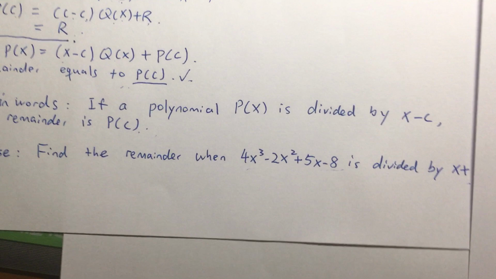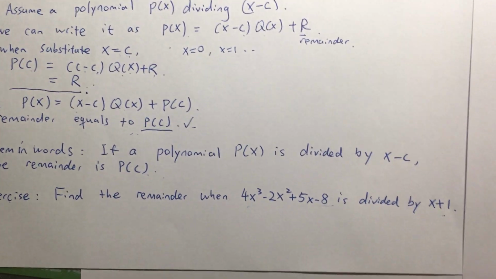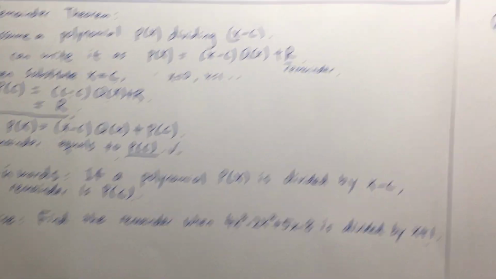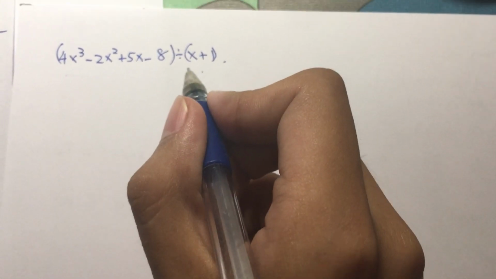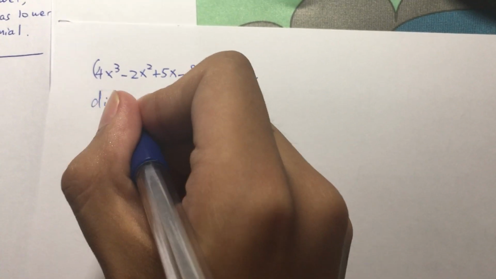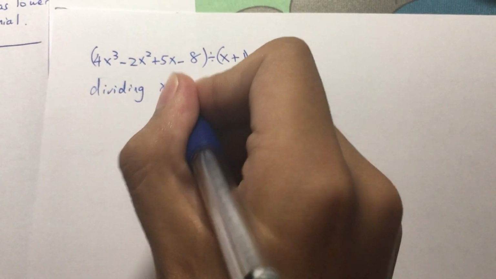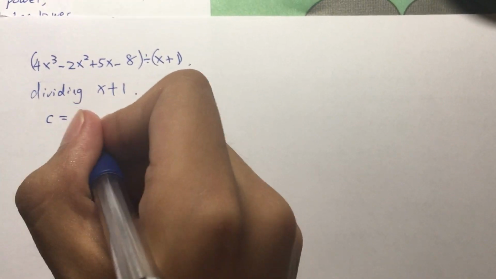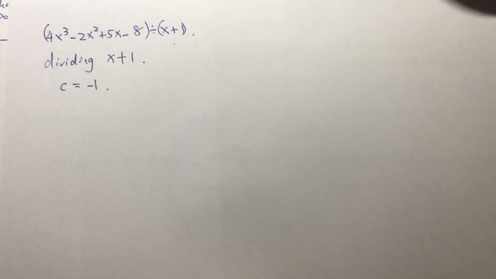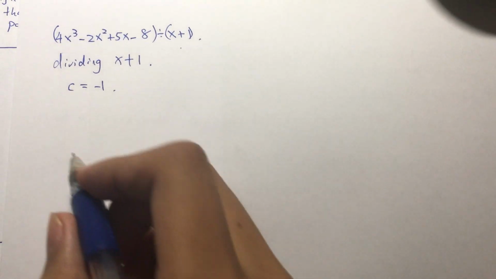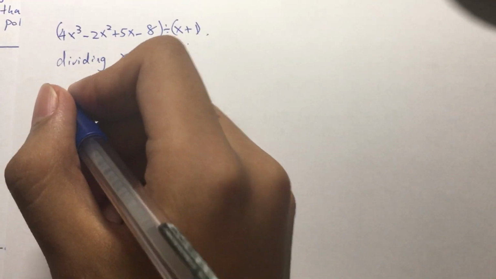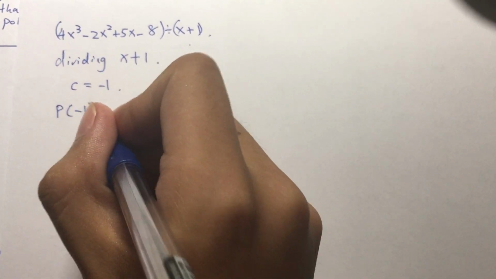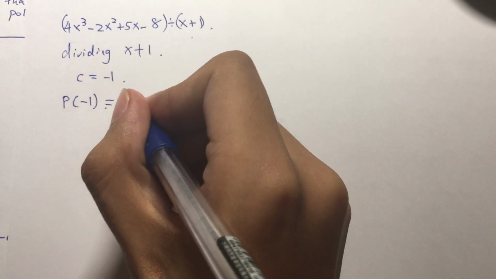What the remainder theorem talks about: if it divides by x minus c, then the remainder is P(c). So here, we are dividing by x plus 1, and in this case, c is equal to negative 1. And now we can use the formula, which is we just try to find what P(negative 1) is, because this equals the remainder.